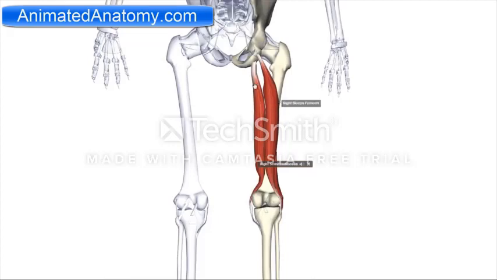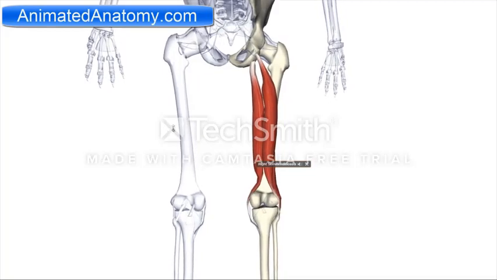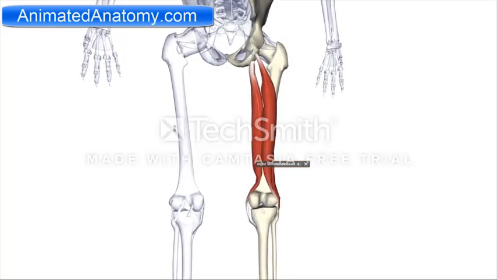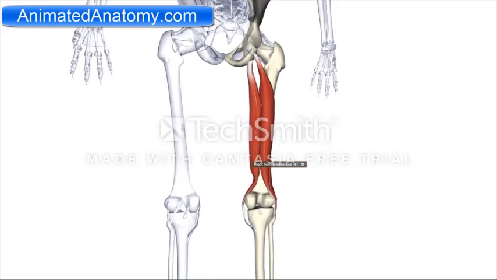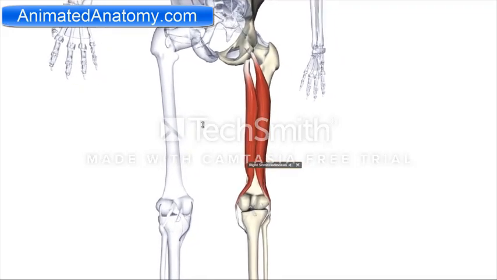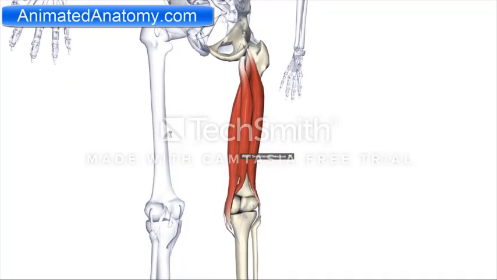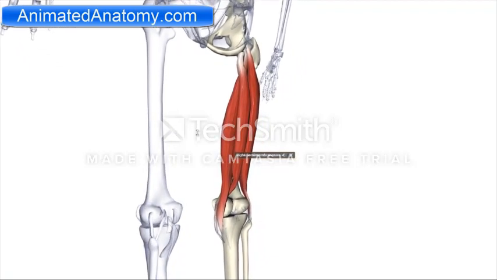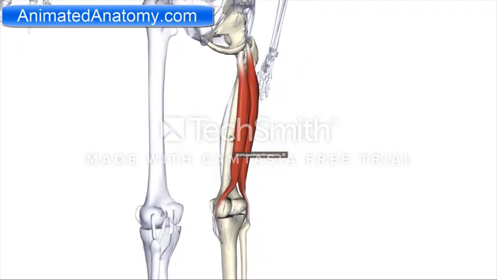Now let's get back to our semitendinosus muscle. The semitendinosus muscle is innervated by the sciatic nerve and it serves for the flexion of the knee joint and the extension of the hip joint. Then we have the semimembranosus muscle. It is this muscle here.